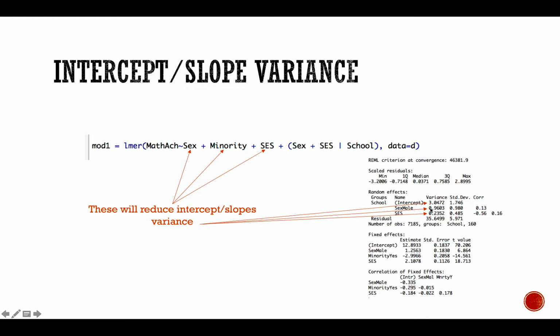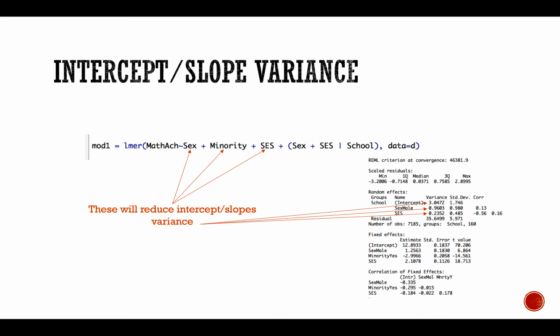And likewise, when you add sex, so this is just telling you what the referent group is. So it's saying males are the referent group. And so when you include sex as a predictor, okay, let me back up. Sorry, what I'm saying here is that the intercept has variability, and these predictors are going to reduce the variability of the intercept, the variability of the slope, and the variability of the other slope. Makes sense?